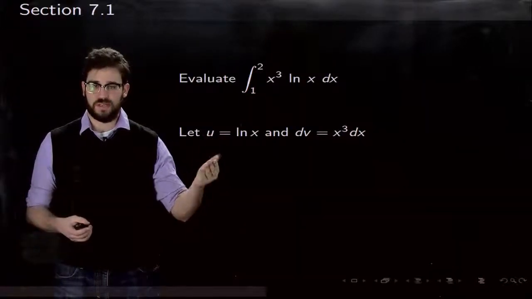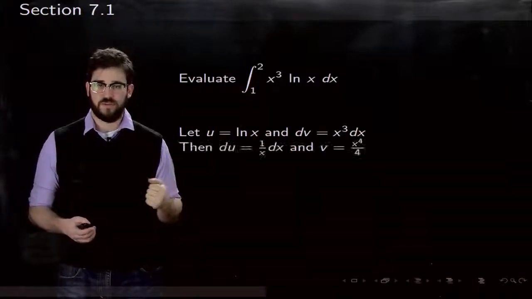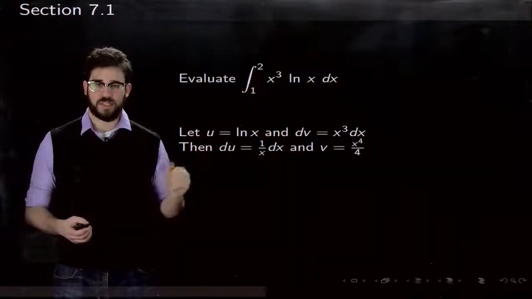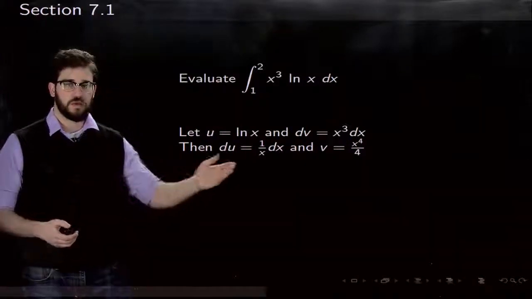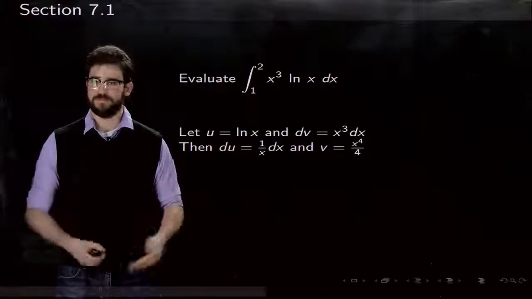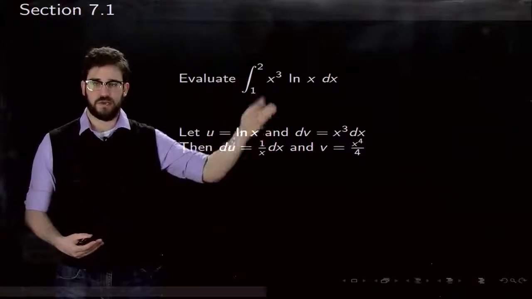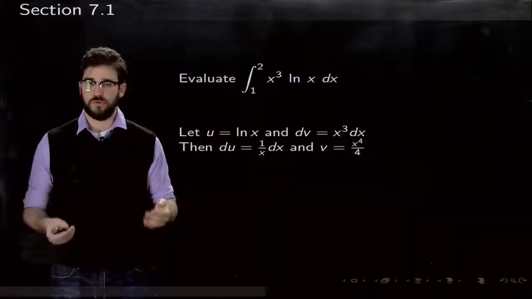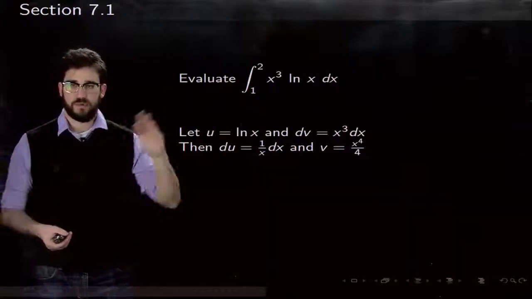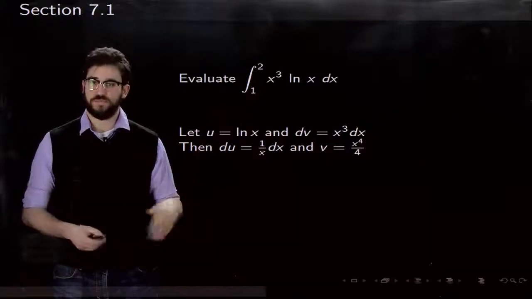So now we need to find du and we need to find v. Du, just take the derivative, so du is 1 over x dx, and then v is just x to the 4th over 4. Pretty simple, right? Now we just use our formula, which means this integral is equal to uv minus the integral of v du. Okay?